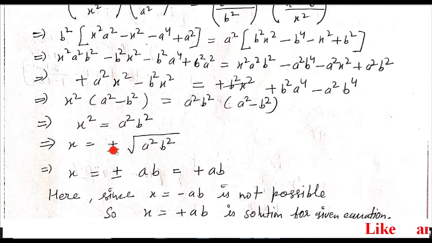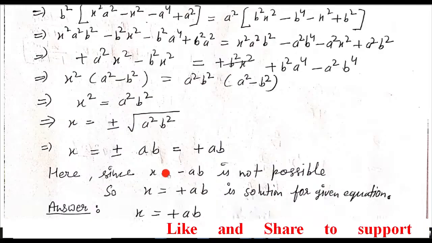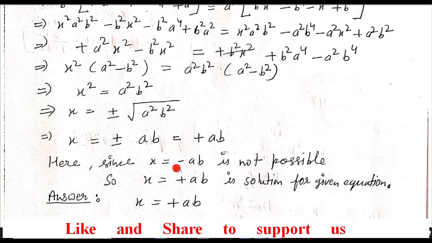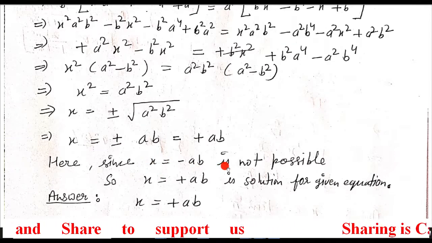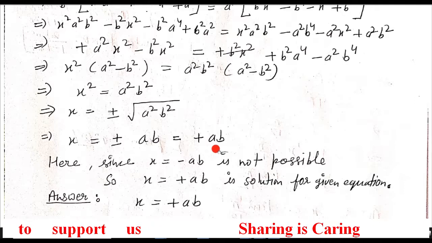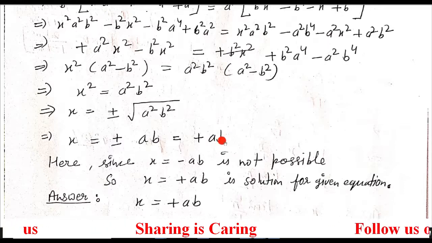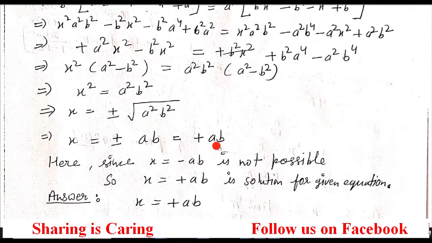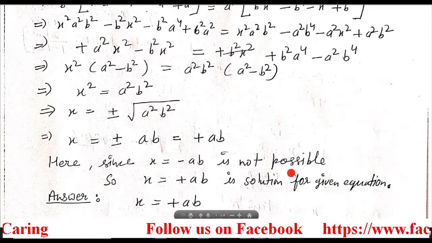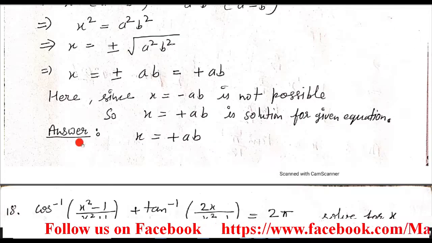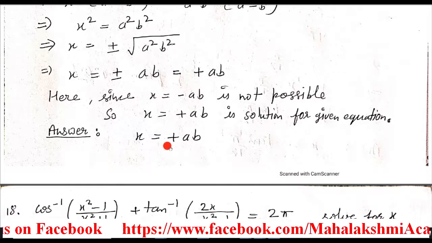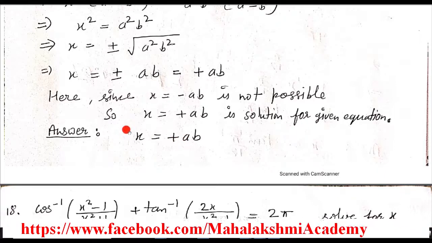We want only x, so just take the root. When you take it, you will get plus minus, but here minus ab is not possible because we are finding the inverse trigonometric ratios. That time it's not possible here. So only plus ab is going to be the solution of the given equation. So the answer is x is equal to plus ab.